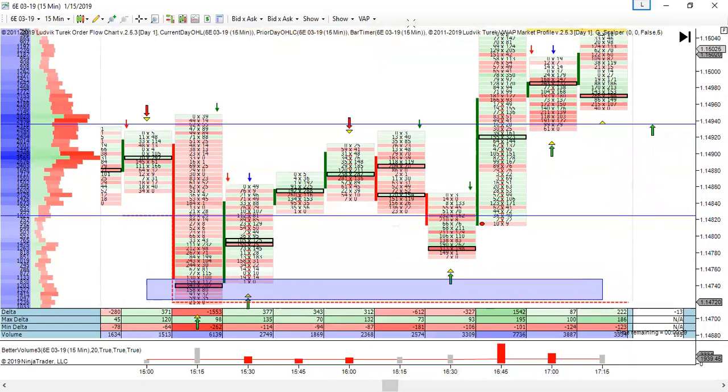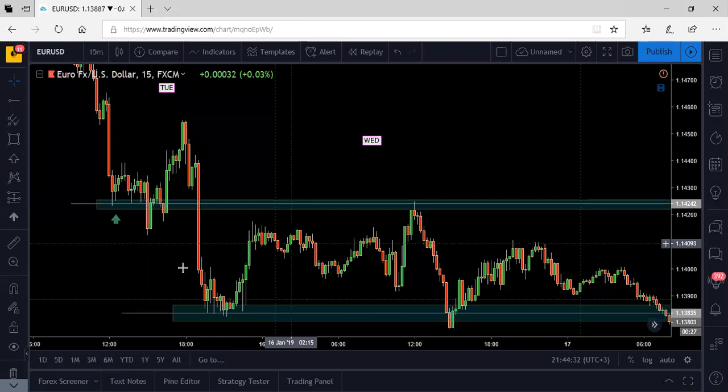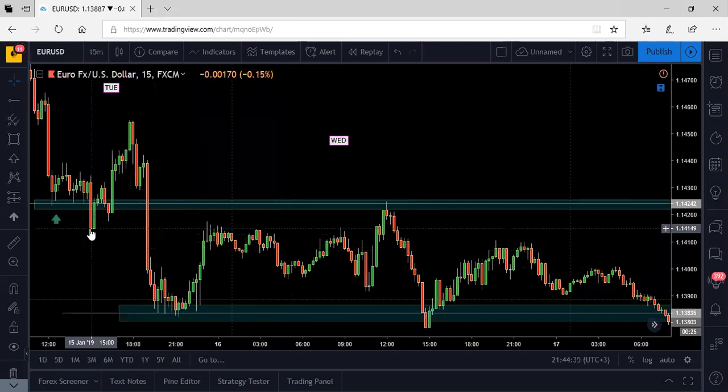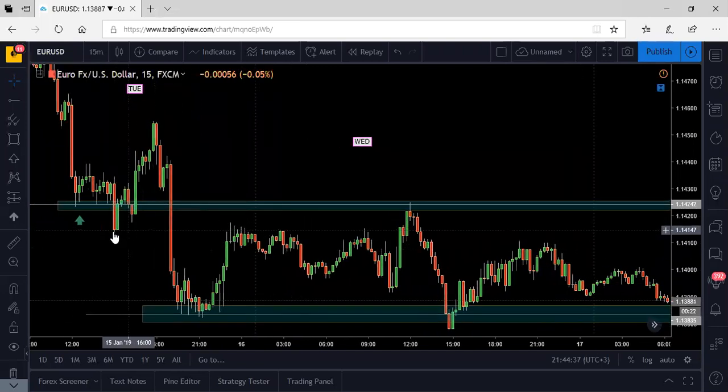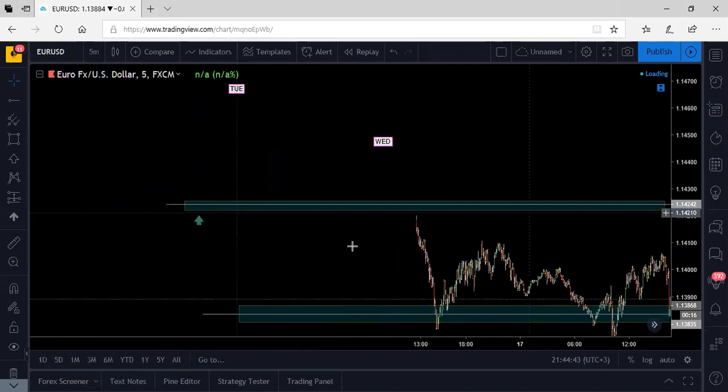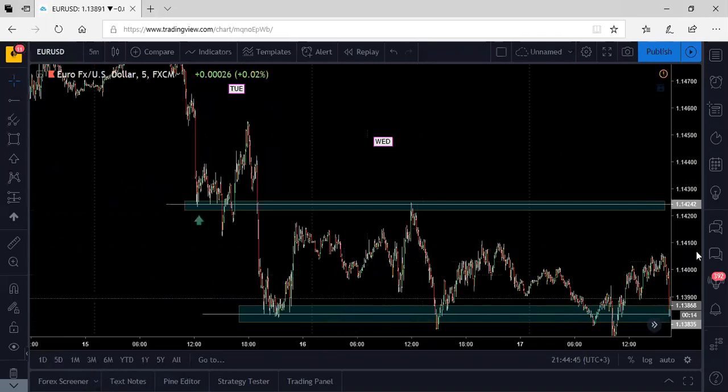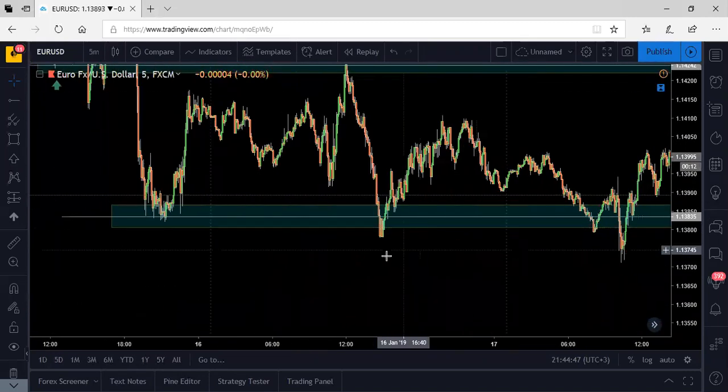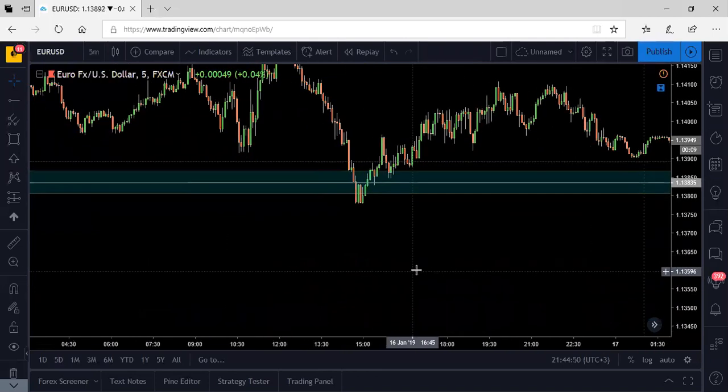So let's just go to the footprint again. No, I mean, sorry, go to the normal chart. So this is the region that we're talking about. Okay, this is the 15 minutes, but if we go to the 5 minutes, we'll understand it more clearly. So this is it right here.